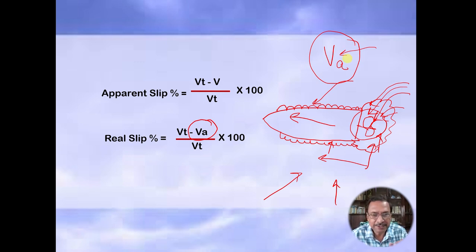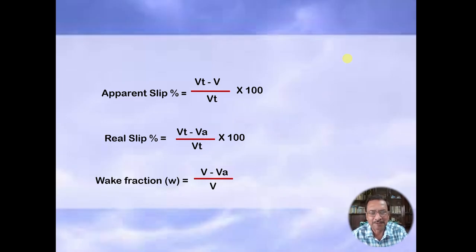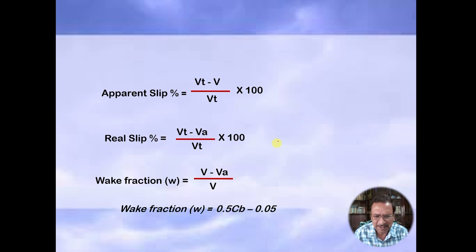Let's move on to the next one, which is wake fraction, which is expressed as ship speed minus speed of advance divided by ship speed. And as this is a fraction, we don't multiply by 100 because it's not a percentage, it is a fraction. Let us see some more formulas in this chapter. Wake fraction can also be expressed as this formula, where CB is the block coefficient, length of the ship into breadth of the ship into the draft of the ship divided by the volume, that would be divided by the displacement, that would give us the block coefficient.